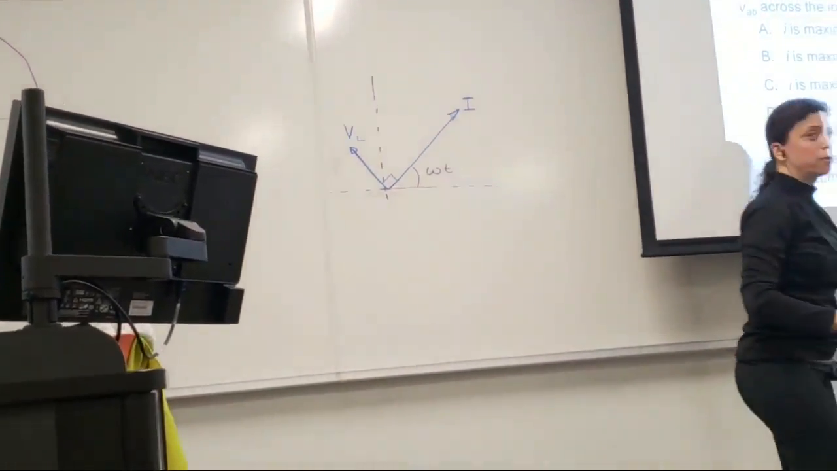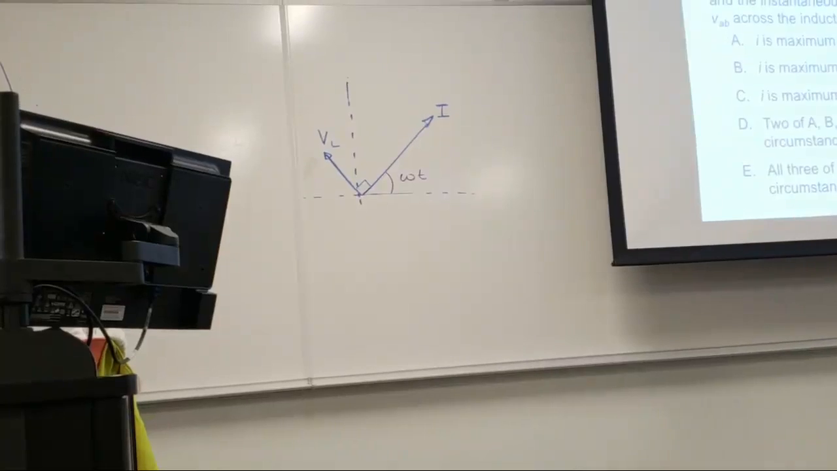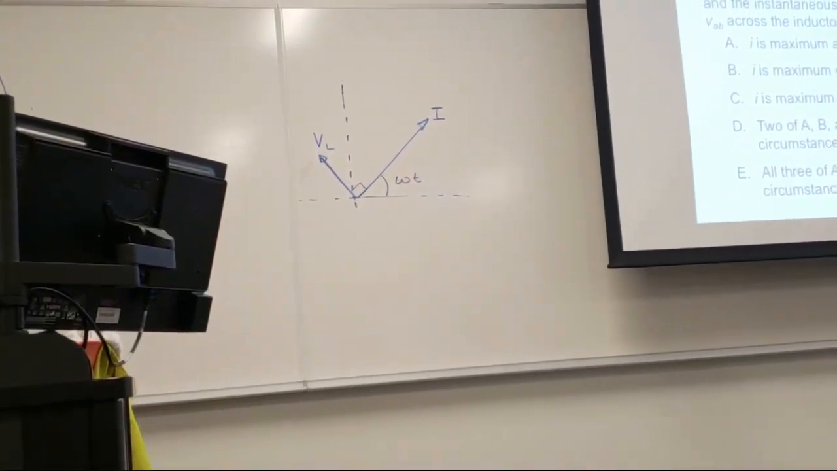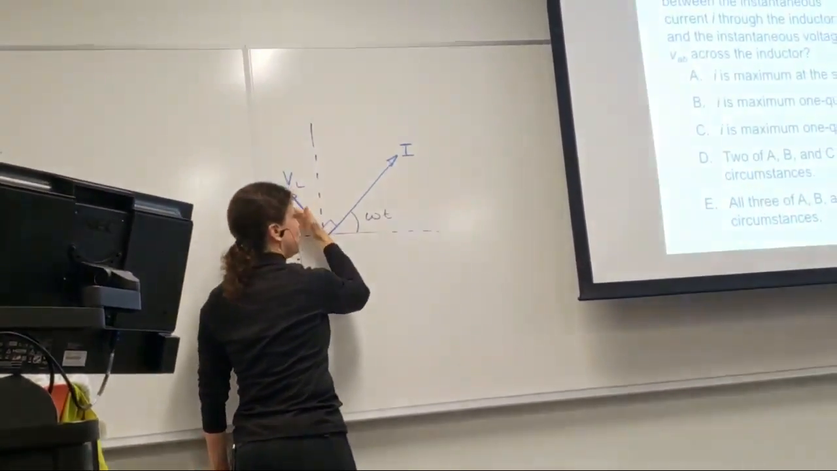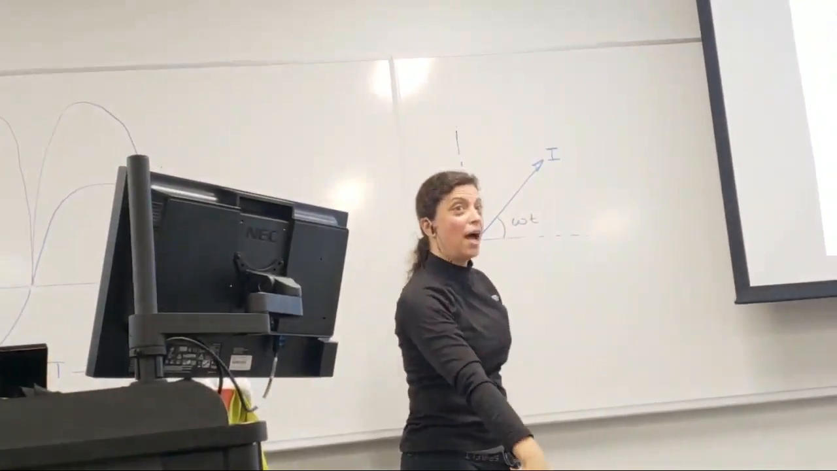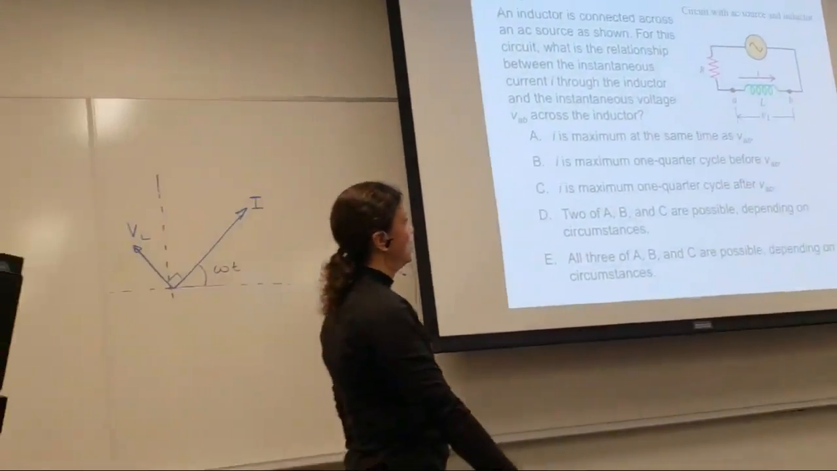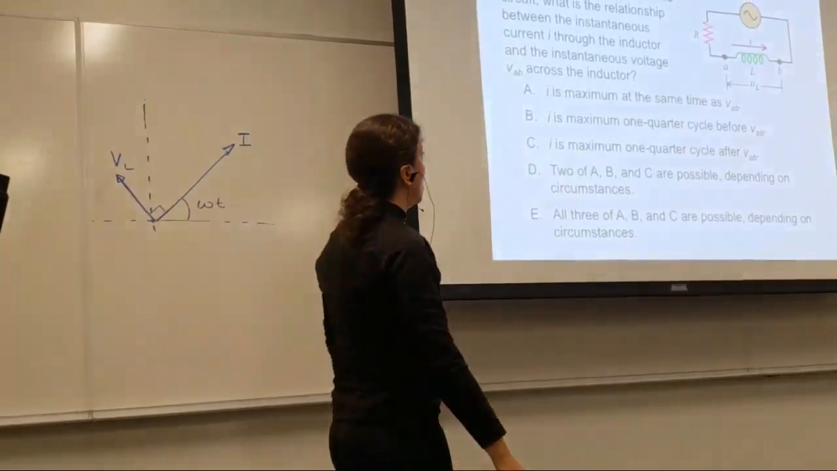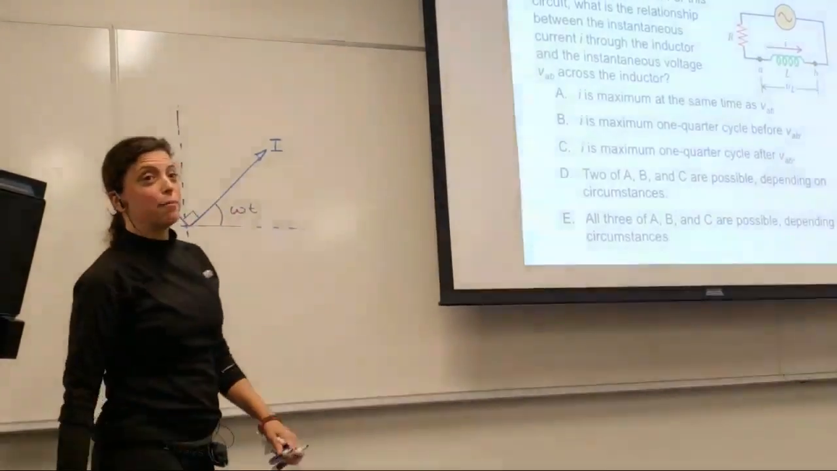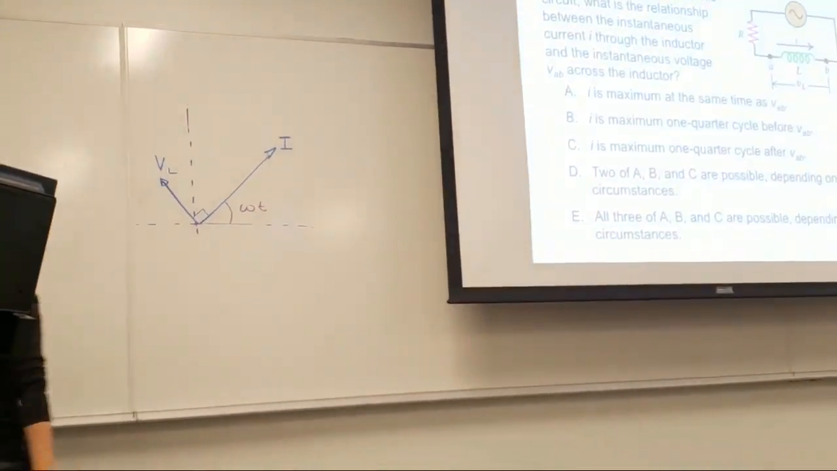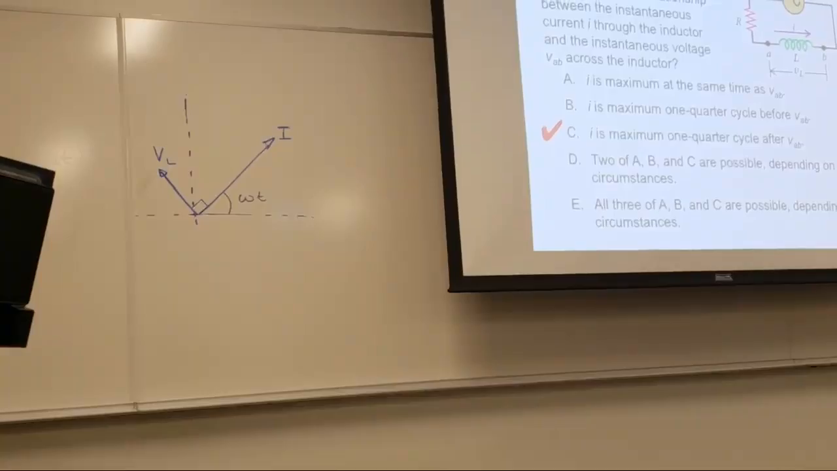So is I max a quarter of a cycle? What's a quarter of a cycle? A full cycle will be 2 pi. A half a cycle? But VL is 90 degrees ahead of I. Yes, so I is behind relative to this one. So that means I is maximum 1/4 cycle after VAB. I is maximum 1/4 after, yes, after VAB, right? It's lagging behind. All right, a quarter of a cycle would be pi over 2.